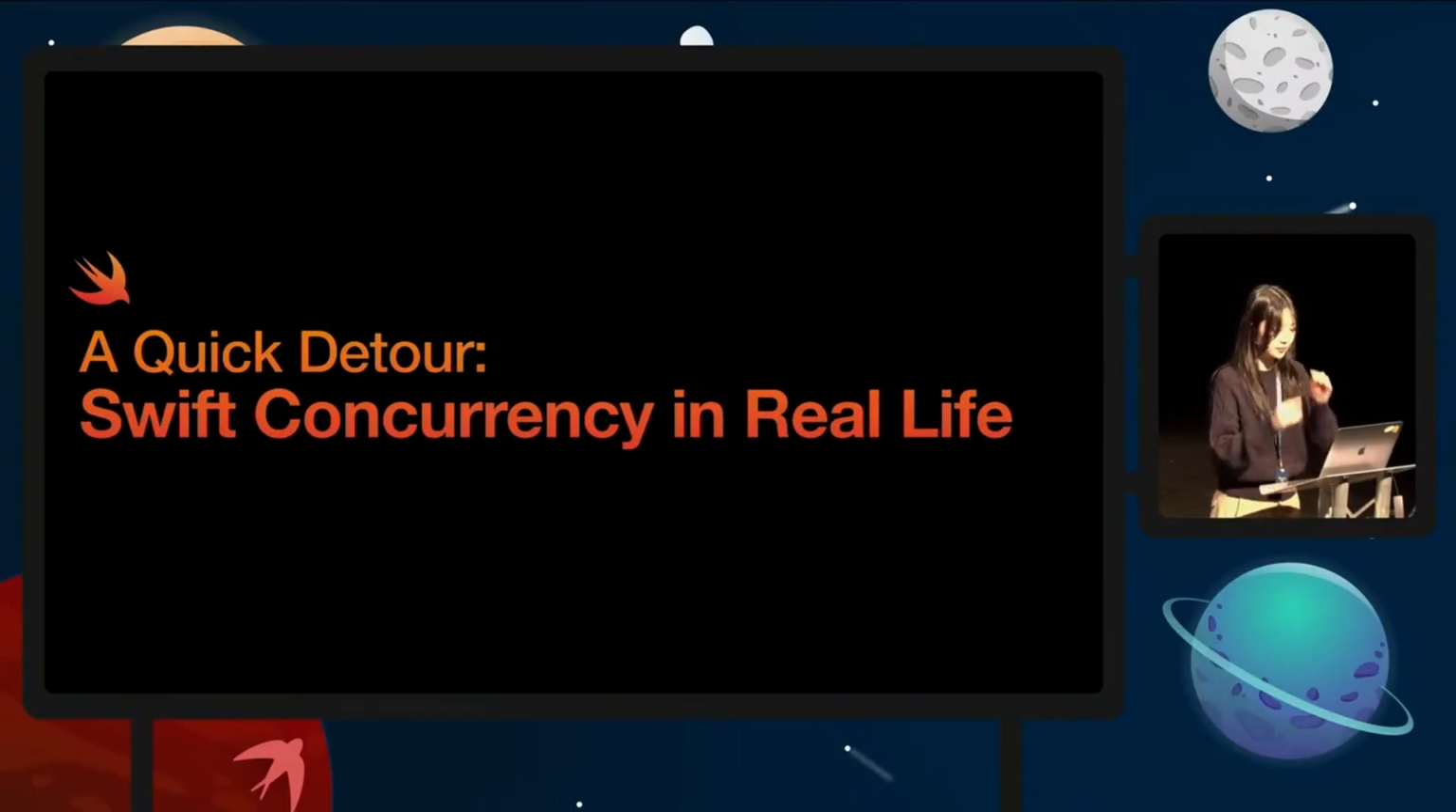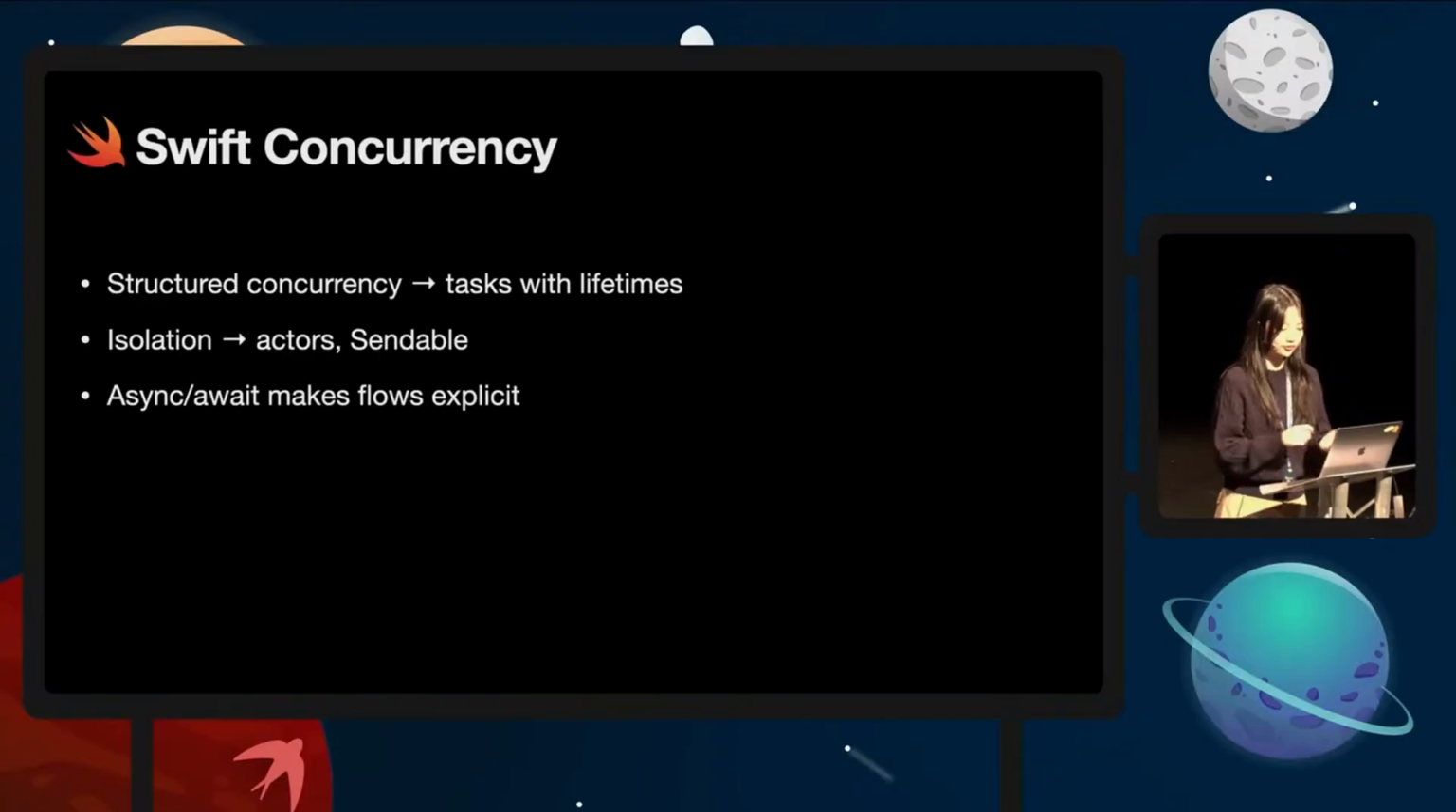Before we tame side effects, let's align on the basics of Swift concurrency. I will keep this quick because you already know async await, but I want to highlight the concepts that matter when we talk about side effects. The Swift concurrency model is built on structured concurrency: tasks have clear lifetimes, no more detached threads. Isolation through actors and sendable types guarantees state is safe. Async await makes flows explicit, so you don't lose context in callbacks.